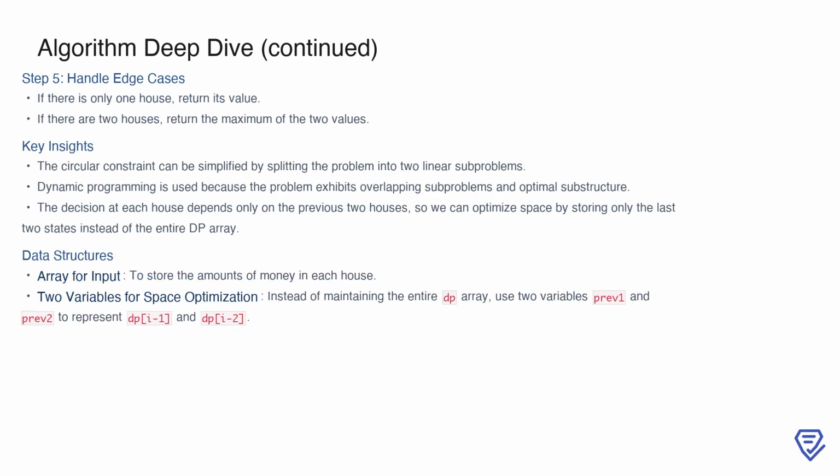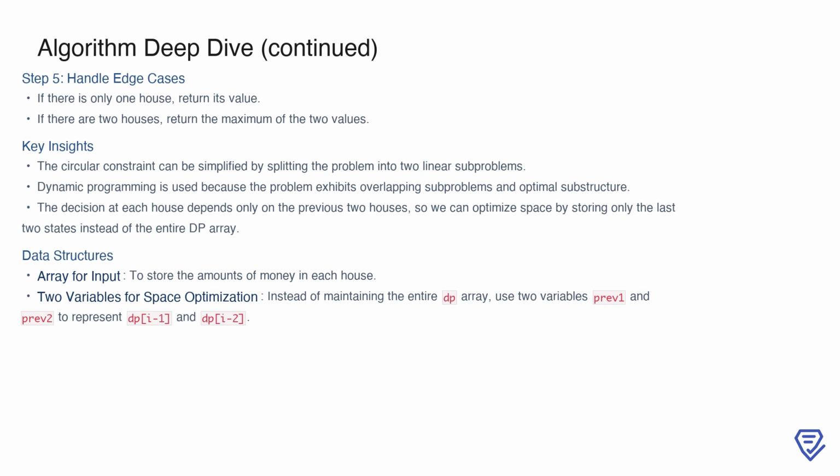Edge cases also need to be addressed to ensure our solution is robust. If there's only one house, the solution is straightforward: just return its value, since there are no other options. If there are two houses, we simply return the maximum of the two, as robbing one excludes the other. A key insight is that the circular constraint can always be reduced to two linear subproblems by excluding either the first or the last house.